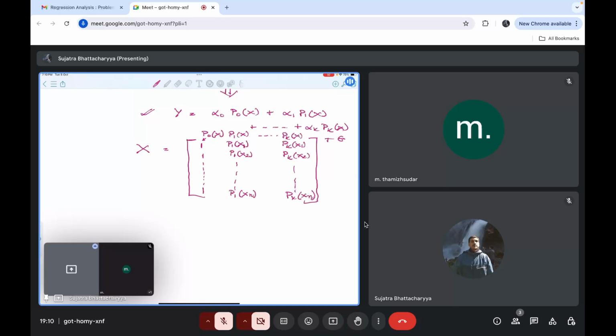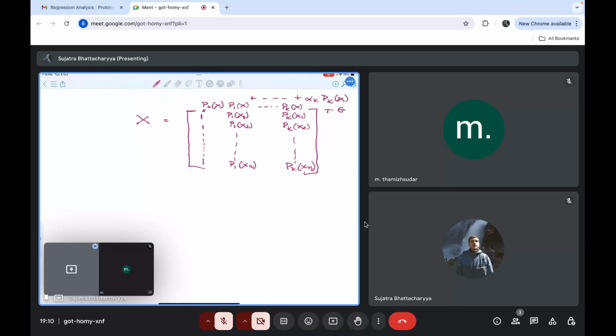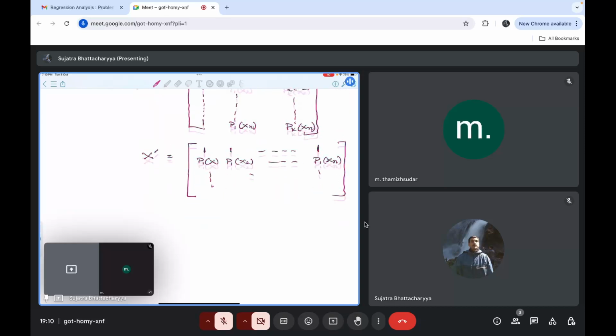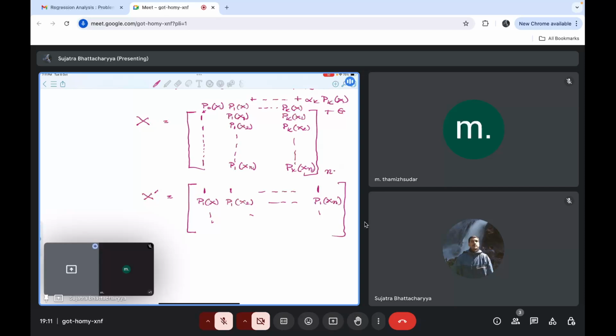All right, so this is your X matrix. Similarly, your X prime will be this: 1, 1, and so on up to 1. I am writing just one row so that you understand the calculation. Then P1(x1), P1(x2), so on up to P1(xn), and so on. You can generate it. All right, so this is how it is written. You can understand that this will be an n by k plus 1 matrix.